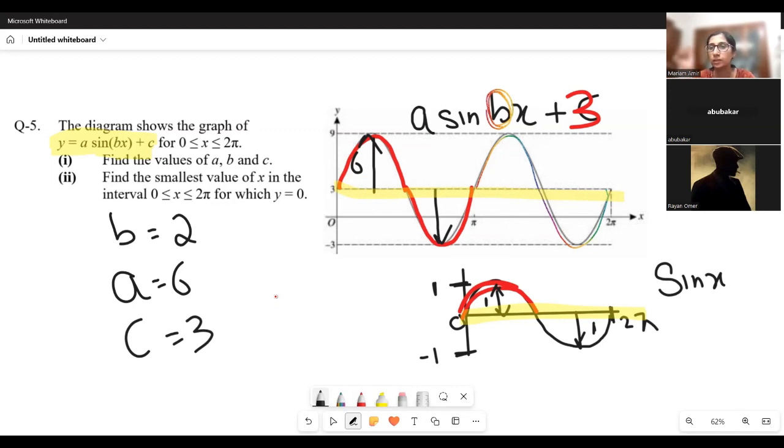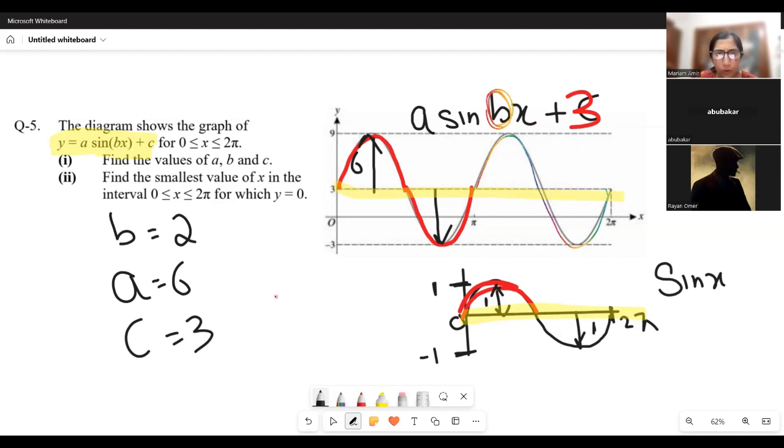All right, compare the amplitudes. One had 1 and the other one had 6. So a is 6. Then compare the number of cycles being completed between 0 to 2 pi. For the original one, it's 1 cycle, so that's why it's just sine 1x, which is sine x. But the actual one has 2 cycles being completed, so it should be sine 2x. Hence, b is 2. And then look at the central line. For the basic graph, the central line is at 0, but here the central line is at 3. So the graph has gone 3 units up, so plus 3, so c is 3.